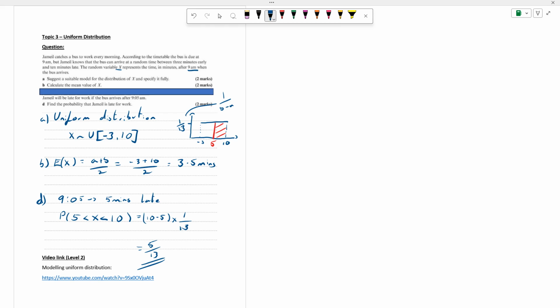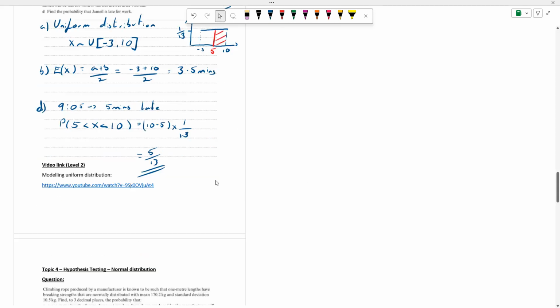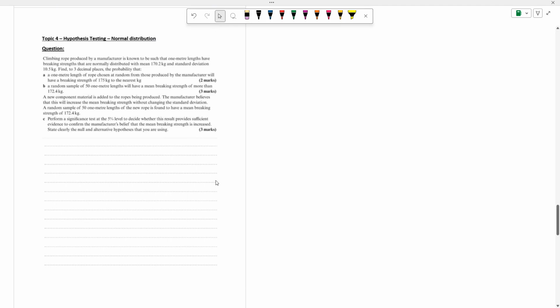So for question 4, we have our big hypothesis test. Now, this can be worth quite a lot of marks in the exam, so when it comes to this one, we need to really break it down quite a lot. Climbing rope produced by a manufacturer is known to be such that 1 meter lengths of breaking strength are normally distributed with a mean of 170.2 and a standard deviation of 10.5. Find to 3 decimal places. And obviously, normally we do 4. They're asking for 3, so we'll make sure we do it for 3.